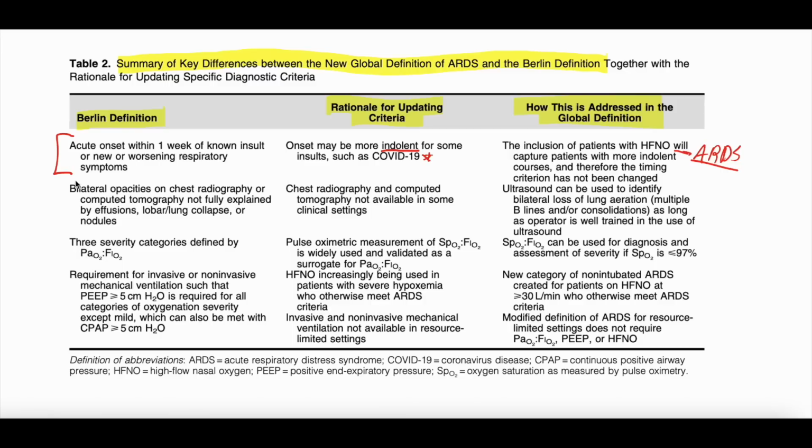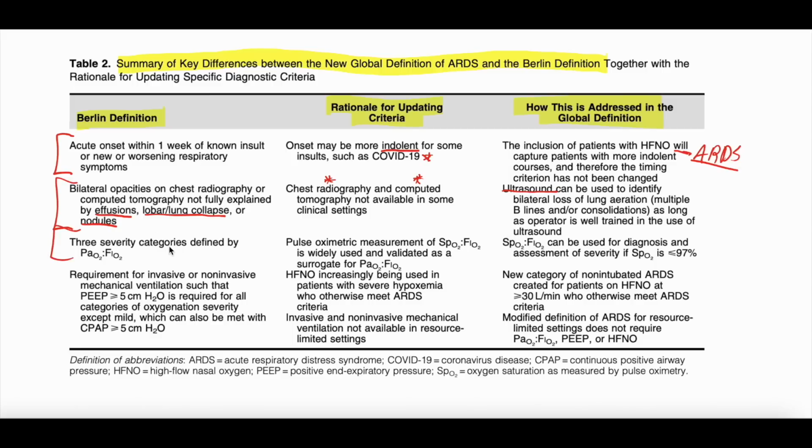Okay. Another part of the Berlin definition was bilateral opacities on chest radiography or CT scan, not fully explained by pleural effusions, atelectasis, nodules, or cardiogenic pulmonary edema. And they essentially said that they're acknowledging that chest x-ray and CT scan isn't always readily available, so they added ultrasound as a diagnostic modality to identify these bilateral infiltrates.